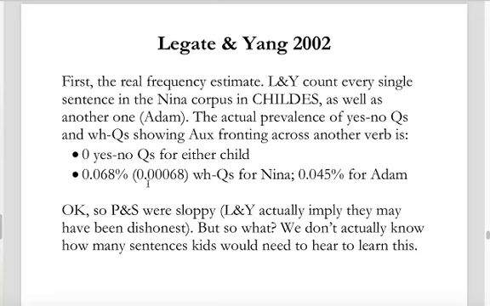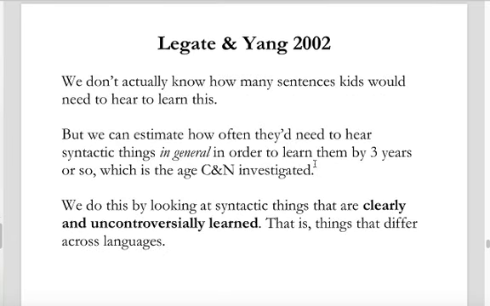We don't know how many sentences kids would need to hear to learn this kind of thing, which is where Legate and Yang say, aha, but we can estimate it, and we'd estimate it by checking how often they need to hear syntactic things in general in order to learn them by 3 years old or so. That's the age that Crain and Nakayama investigated. They found that 3-year-olds pretty clearly weren't considering the structure-independent hypothesis.